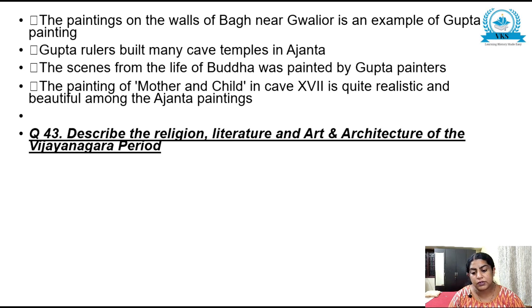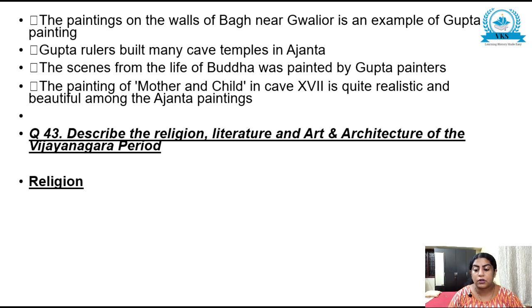So the next question is: describe the religion, literature and art and architecture of the Vijayanagara period. You have to observe the question. The question is divided into three parts. That is, first we have to write about the religion of the Vijayanagara period, then the literature of the Vijayanagara period, then art and architecture of the Vijayanagara period. So let us see one by one.